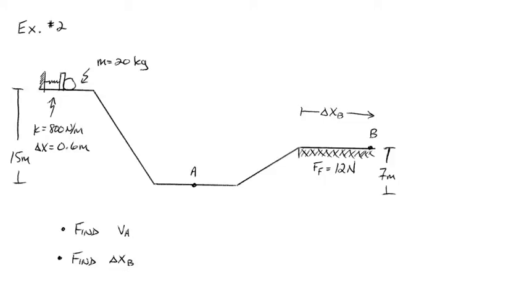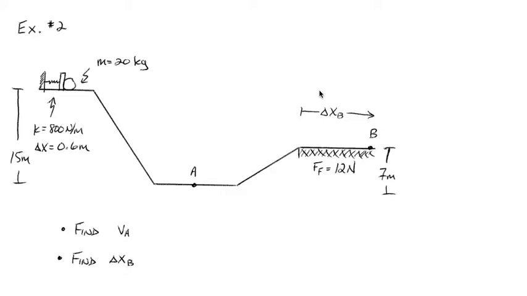Looking at this next example, we can see that we have a compressed spring and there's a 20 kilogram ball placed next to that compressed spring. That all happens to be located 15 meters above the lowest elevation point. The ball will be launched, it will roll down this hill, slide across where A is located, go back up a ramp, and then it will hit this frictional section. This frictional section exerts 12 newtons of force on this ball.